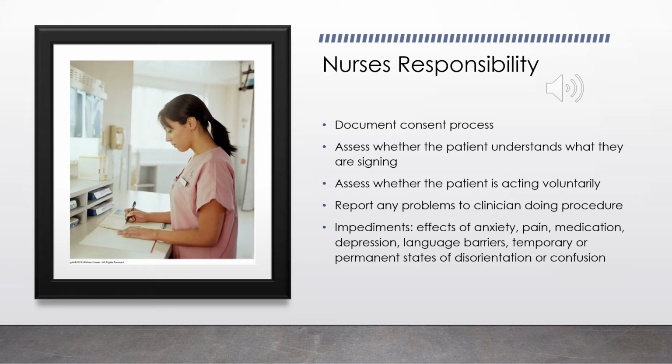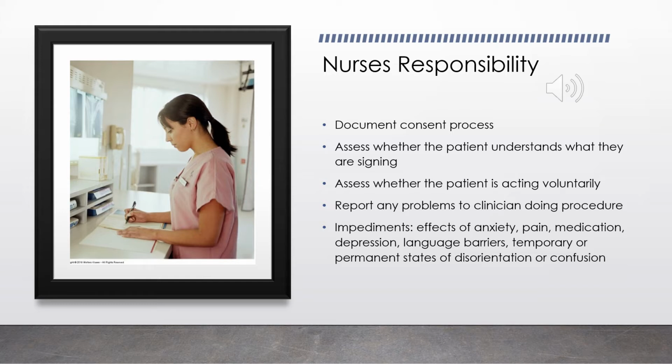You will be responsible for documenting that the consent process has taken place. So you look at the consent form and make sure that the signature on the form is the patient's signature. Do not confuse that with the actual explanation that's given to the patient. We'll go over this preoperative checklist, and you will be documenting that yes, the patient has signed a consent form. You will be responsible for assessing whether the patient understands what they're signing, whether the patient has done it voluntarily. And if there are any issues, you are responsible for reporting any problems or any uncertainty to the person that's going to be doing the procedure.